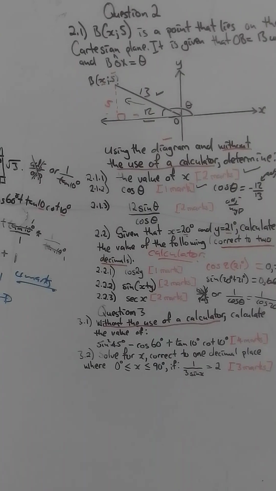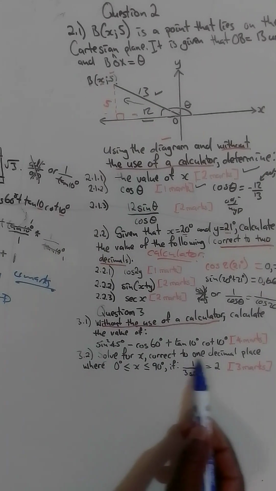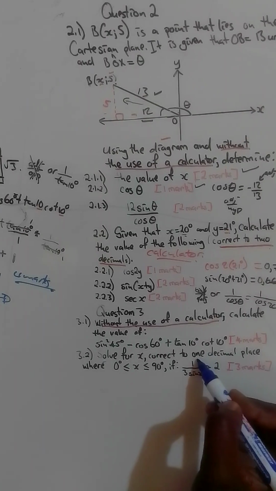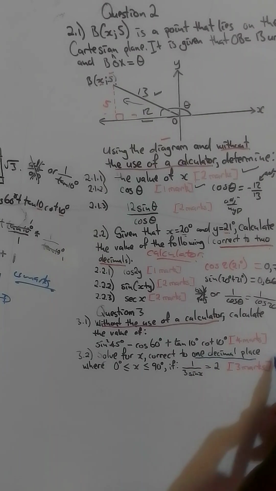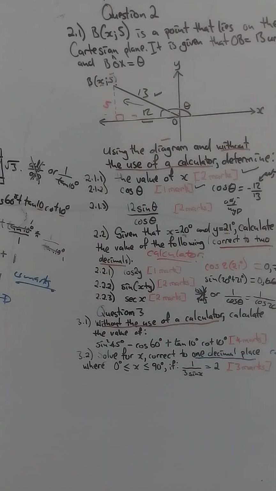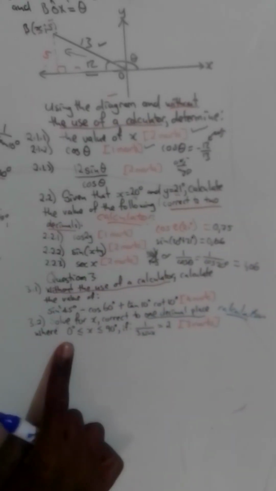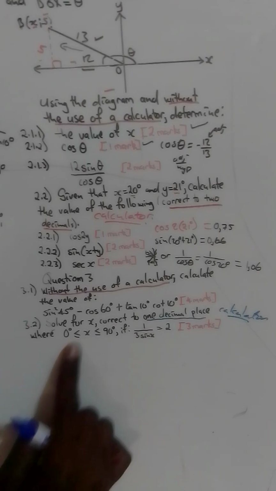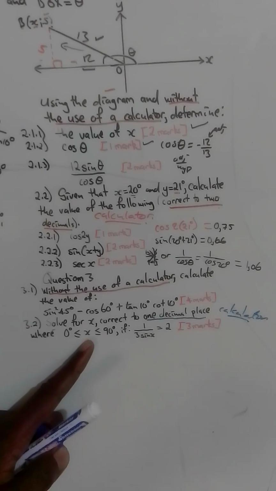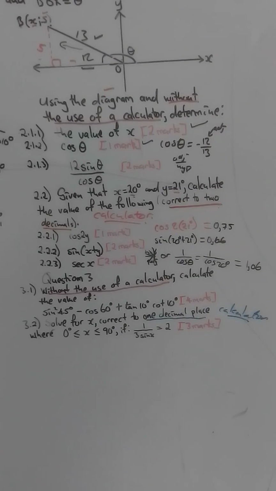All right, let's go to the last question with regards to trigonometry. Now here we are told to solve for x correct to 1 decimal place. This part of 1 decimal place tells me to use a calculator. The use of a calculator is permissible, right? You are permitted to use a calculator, where 0 degrees is less than or equal to x, and x is less than or equal to 90 degrees.